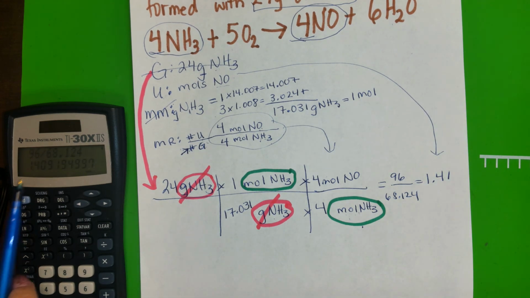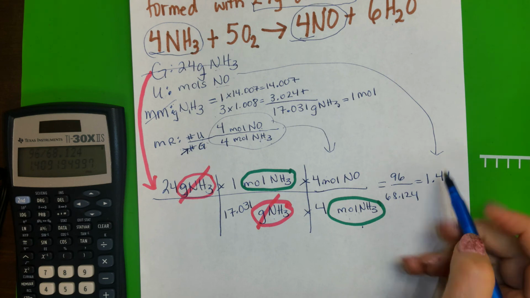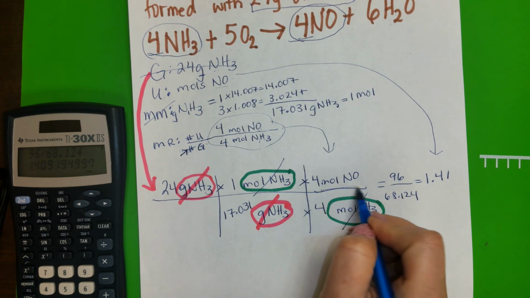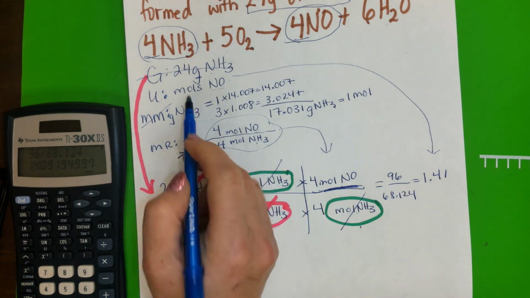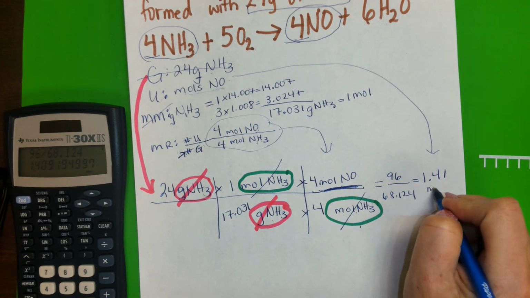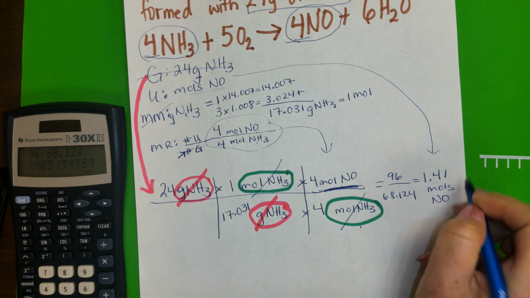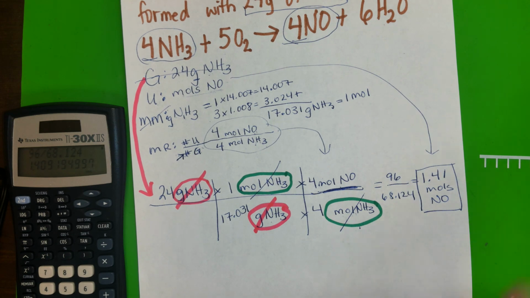1.41. Now, since there's a 9 in here, I just put a 1 in here, so I could round it. So it would be 1.41. Now these canceled, so the only thing that's left over is really the moles of NO. So that is your answer.